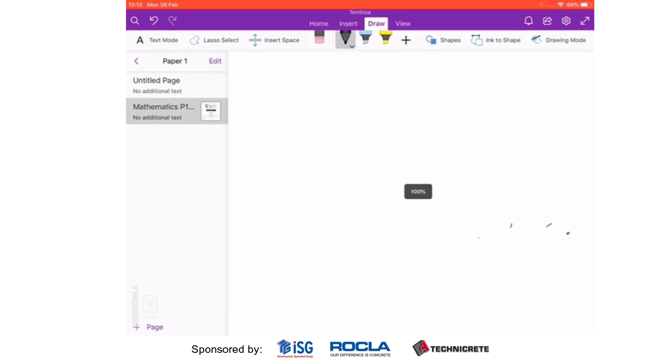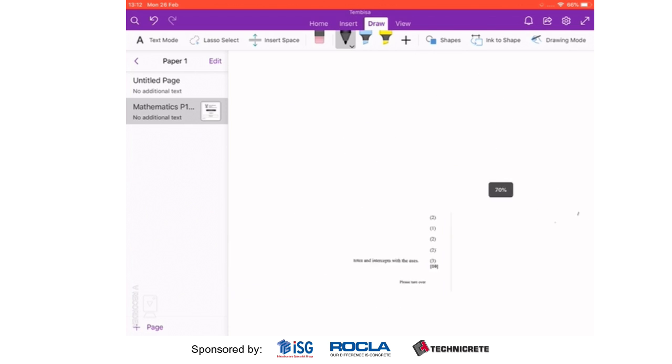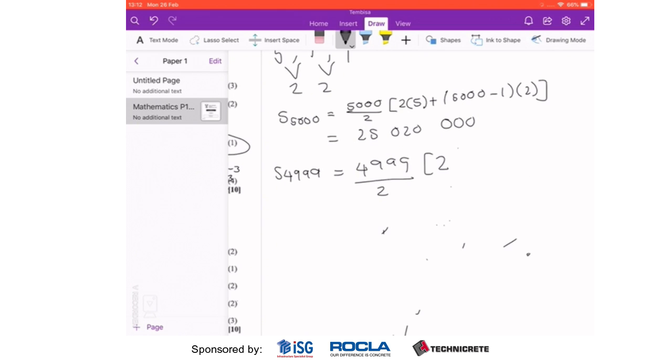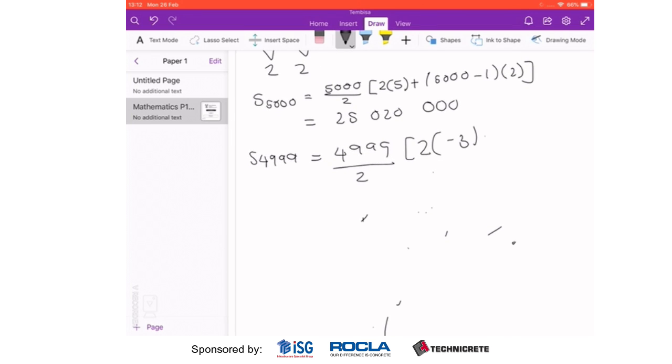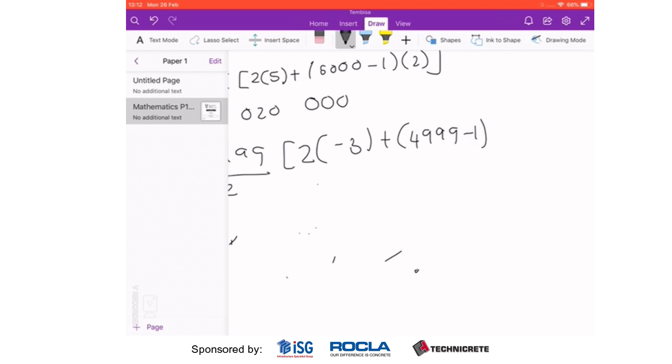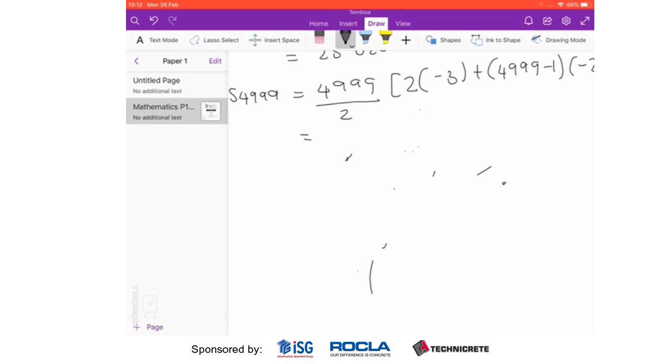Now we're going to do the next one, which is S4,999. So 4,999 over 2, close bracket, 2 times our first term, negative 3, plus n, 4,999 minus 1, and my difference was negative 2. Close bracket. The answer here, if we put it in our calculator, is negative 24,999,999.